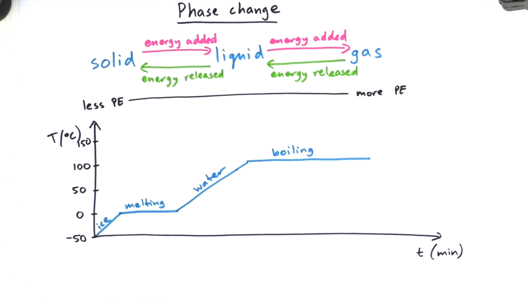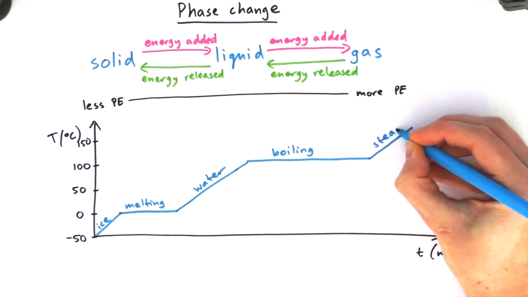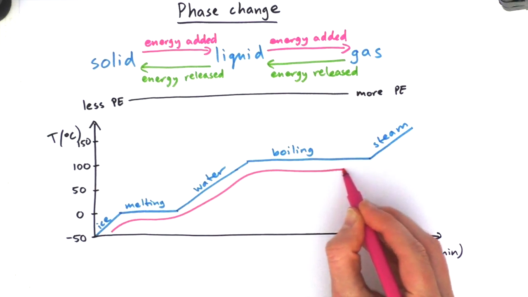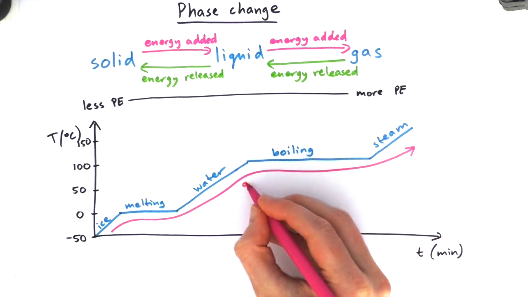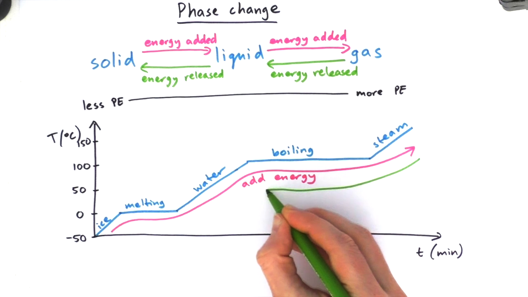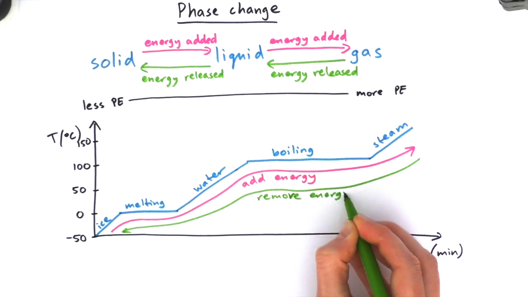And the steam is initially at 100 degrees, but as we heat it up more, it increases its temperature, and then when we get to 150 degrees Celsius, we stop. So in terms of energy, what we did was we were adding energy all the way from ice into steam, but we could also go the other way around and go from steam back into ice by removing energy.